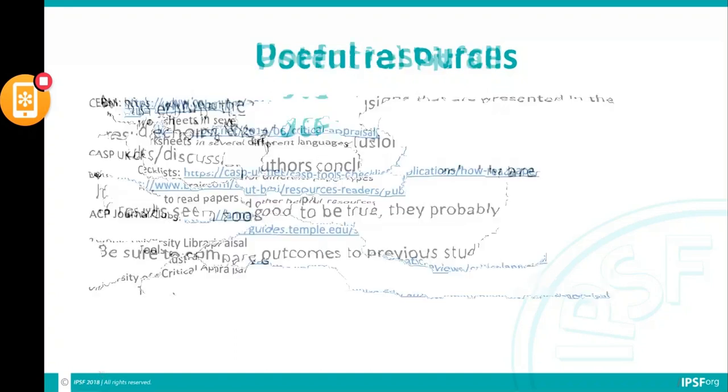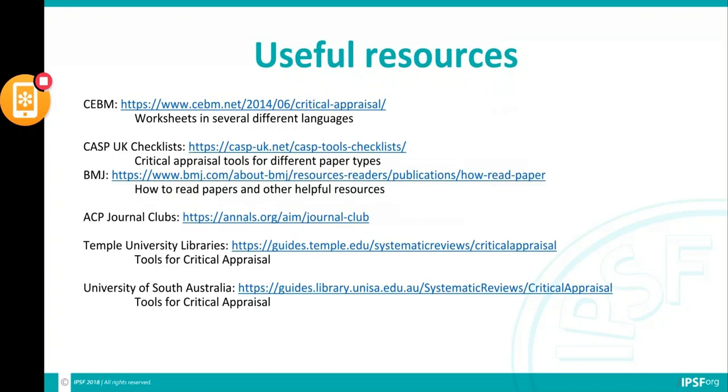And then I just leave you with some useful resources. We went through a randomized controlled trial, very clinical, but a lot of these websites will have critical appraisal checklists for a variety of different paper types, including qualitative, meta-analysis, as well as some other things. So if you need more information or more resources, these are here for you to browse through and look for new tools you can use.